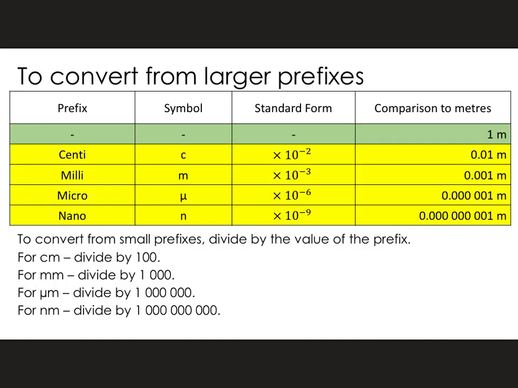So in terms of simple ways that we can convert from small prefixes, for all of them, we're going to divide by the value of the prefix. So if you want to convert centimetres into metres, we're going to divide by 100. If you want to convert millimetres into metres, we're going to divide by 1,000. To get micrometres into metres, we divide by 1,000,000. And to get nanometres into metres, we divide by 1,000,000,000. You may want to make a note of those conversions now.